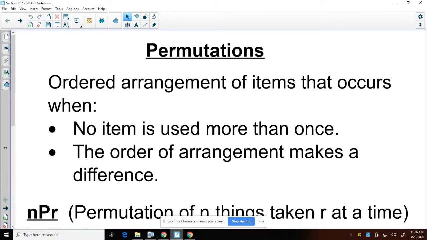Like passwords. The order of the letters and numbers and symbols makes a difference. If you don't put them in the correct order, you are not getting into whatever you're trying to plug the password into, because the order of everything matters. Same thing with locks. If you have to put numbers into a lock to unlock things, like on padlocks, the order of those numbers matters.